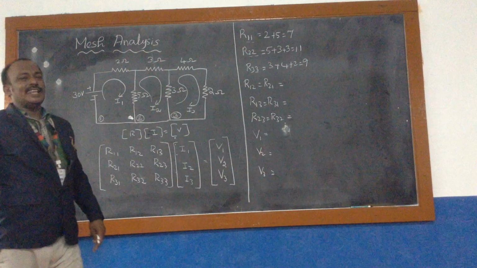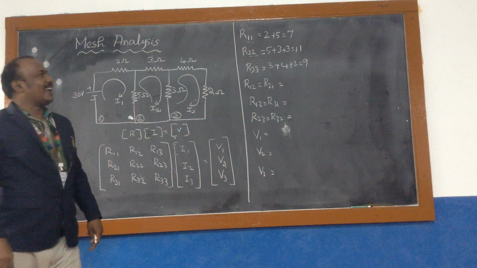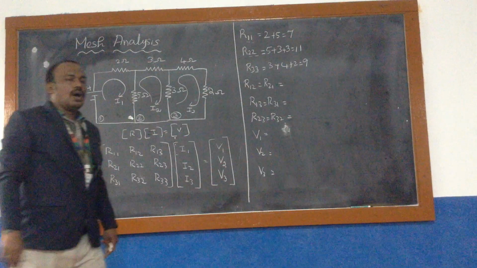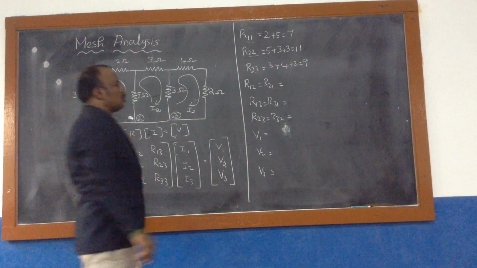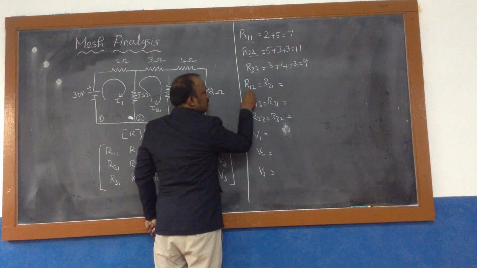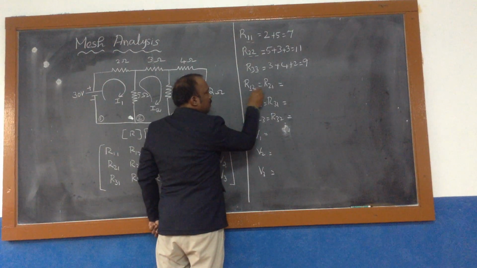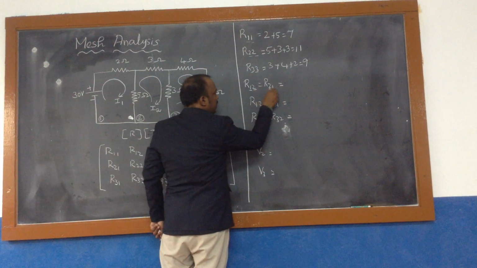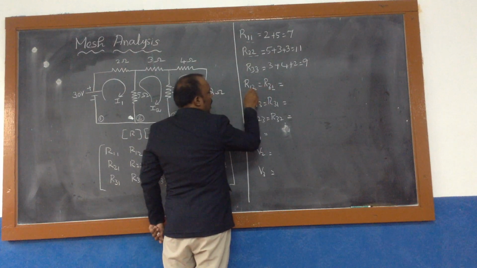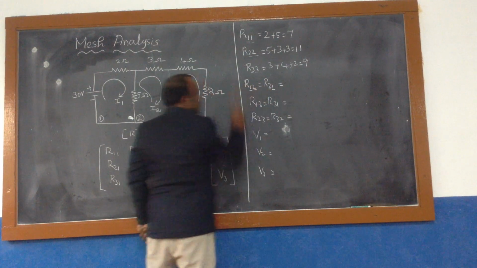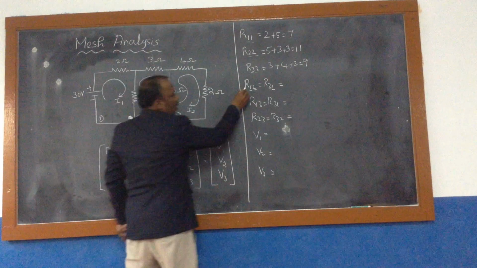Then we come to the non-diagonal elements. Diagonal elements are positive. Coming to the non-diagonal elements, R12: 1 represents the first loop, 2 represents the second loop. Similarly, R21 is the second loop and first loop. Both are equal. That is why R12 is equal to R21. It is the resistor common to the first loop and second loop.